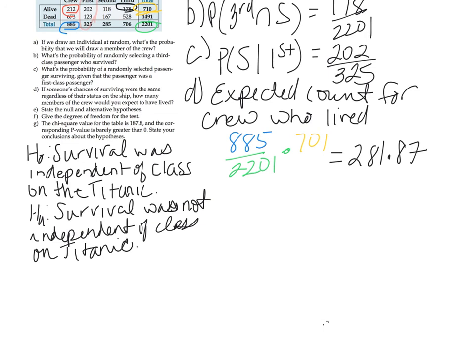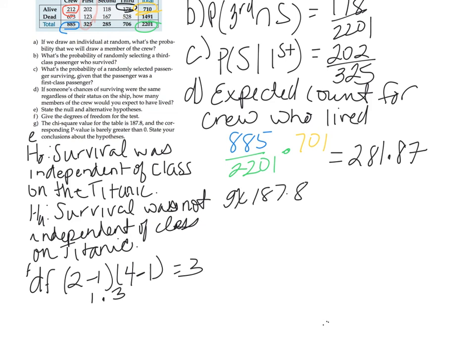So give the degrees of freedom for the test. Degrees of freedom, we have 2 rows, so 2 minus 1. We have 1, 2, 3, 4 columns, 4 minus 1. So that's 1 times 3. So there's 3 degrees of freedom. This is E. This is F and G. The chi-squared value for the table is 187.8. That's chi-squared. And the corresponding p-value is barely greater than 0. So it's almost 0.